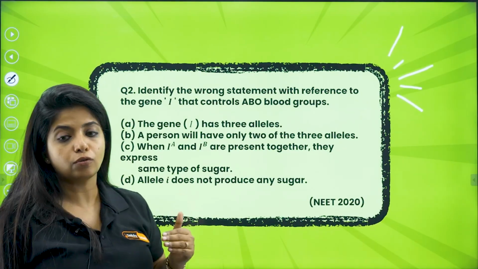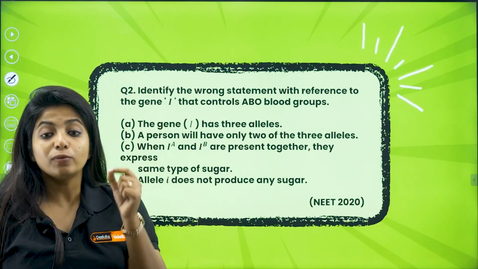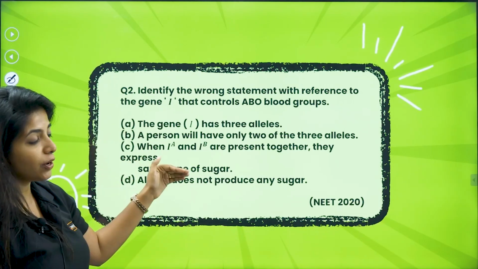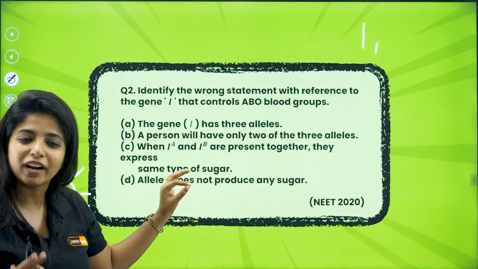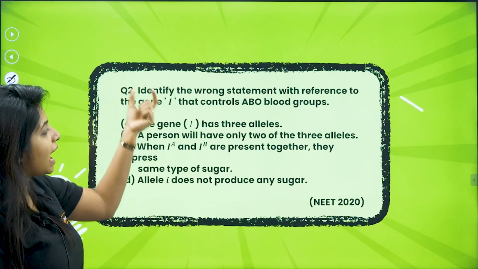So there's a gene I that controls ABO blood group. You have to identify which statement is wrong. So I'll read out the question. You attempt it yourself. If you think that I am going at a high speed, pause the video and try it by yourselves. Okay. So the gene I has 3 alleles.